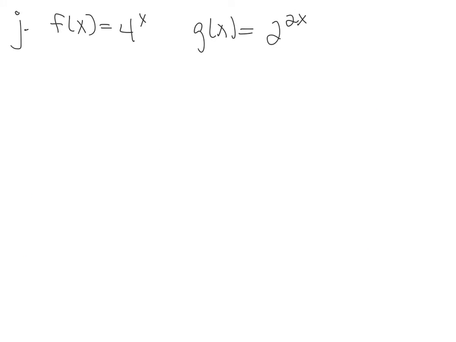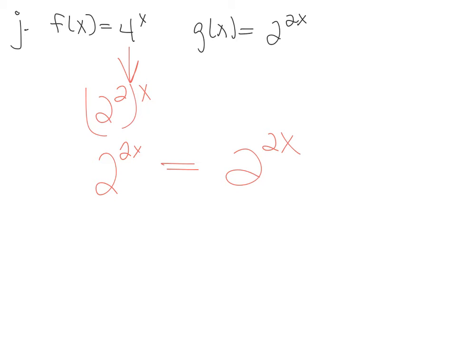I missed a part of your classwork, so I wrote it in, and I'll read it. Use properties of exponents to explain why graphs of f of x equals 4 to the x and g of x equals 2 raised to the 2x are identical. Properties of exponents, this is a pretty simple one. 4 to the x is the same as 2 squared to the x, which is the same as 2 to the 2x. So since they're equal, their graphs would function the same, right?